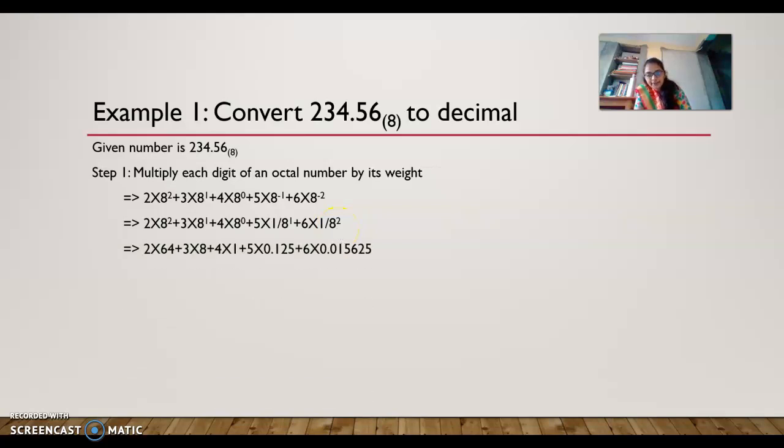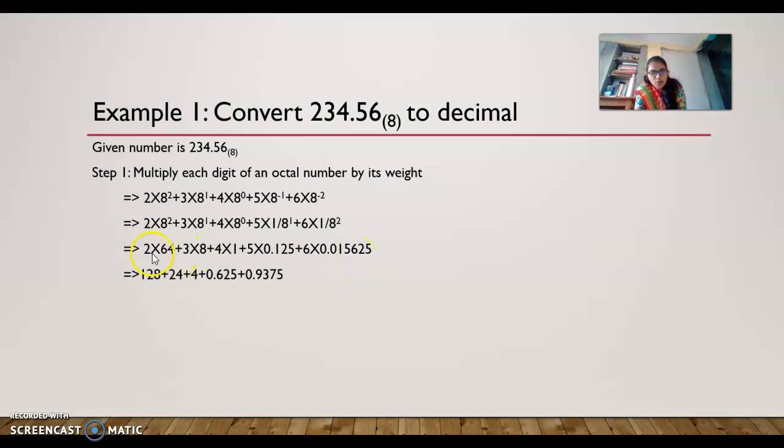Let us simplify it. Going to the next step, we have 2 into 8 to the power 2, which is 64, plus 3 into 8 to the power 1, which is 8, plus 4 into 8 to the power 0, which is 1, plus 5 into 1 divided by 8 to the power 1. 8 to the power 1 is nothing but 8, and 1 divided by 8 is 0.125. Plus 6 into 1 divided by 8 to the power 2, which is 64. 1 divided by 64 is 0.015625.